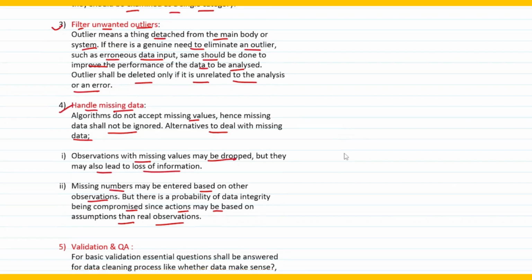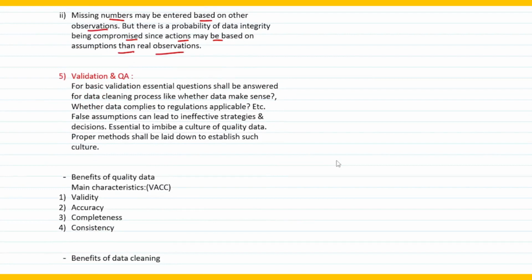missing data, right? Finally, we move on to the last one, which is called validation and QA. QA is nothing but question answers. For basic validation, essential questions shall be answered for the data cleaning process, like whether data makes sense, whether the data that you are collecting is relevant or not, whether data complies with applicable regulations, are they adhering to the standards or the regulations that are in place, etc. Right? So the important point here is essential questions shall be answered. That's what validation and QA talks about.